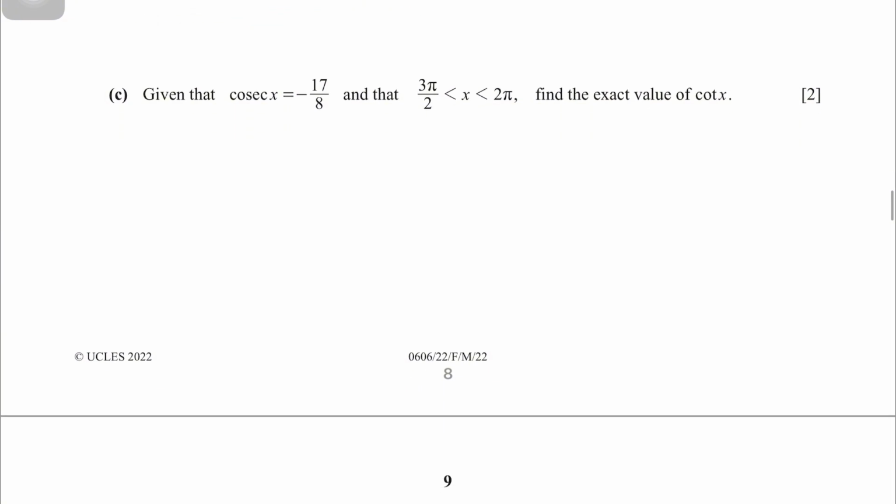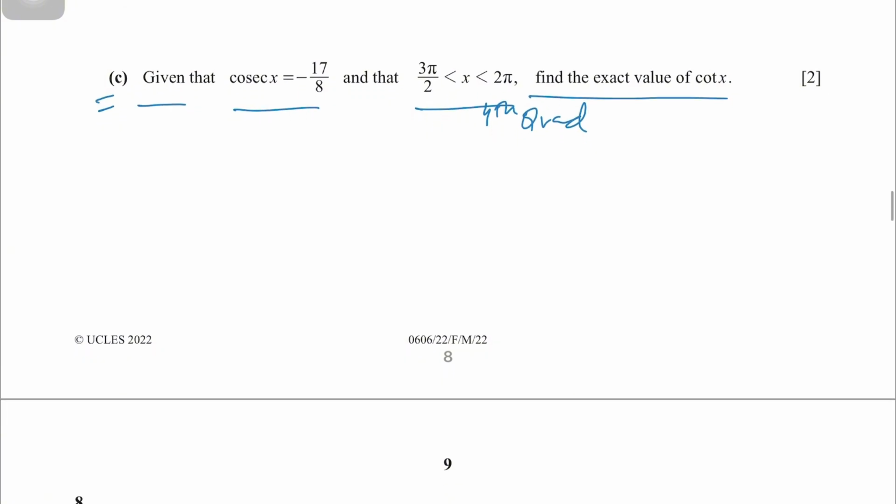Now moving on, we have our part C given that cosec x equals to negative 17 over 8, and it lies between 3 pi by 2 and 2 pi, which is in fourth quadrant. Find the exact value of cot x. Now let's first rearrange it to get our answers. So this would be 1 over sin x is given as negative 17 over 8, and actually our sin x is given as negative 8 over 17.